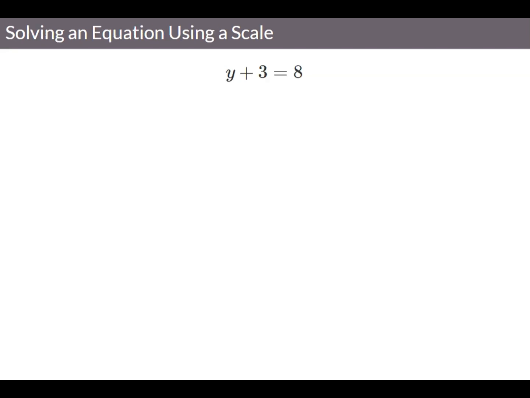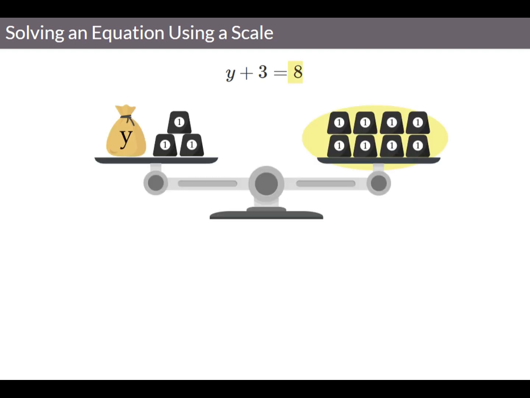Now consider the equation y plus 3 equals 8. How can we represent on a scale that the expression y plus 3 is equal to 8? Well, on the right side of the scale we have 8 unit weights. On the left side we would have 3 unit weights as well as a bag labeled y.